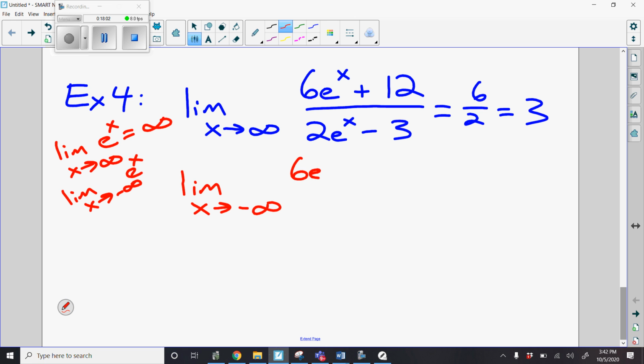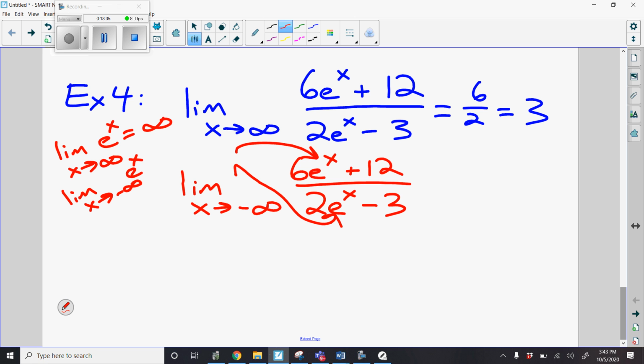So let's think about this same exact function, and think about as x goes to negative infinity. Well, again, what's happening to that e to the x, right? When I plug in a negative number for that x, e to the negative infinity, that's going to 0, right? So both of these terms are going to 0. And again, it's because of this little negative here.